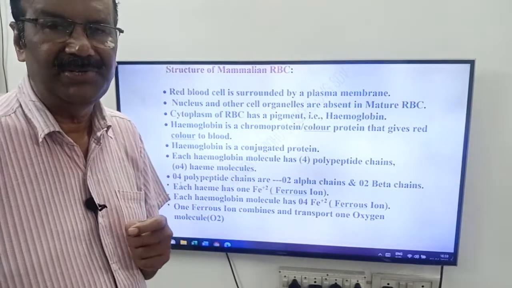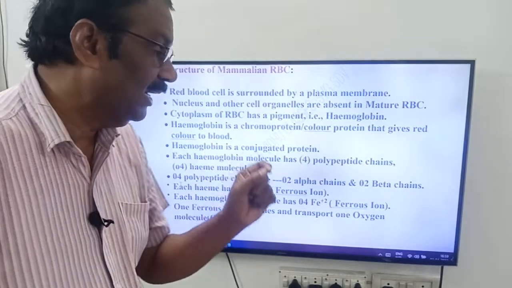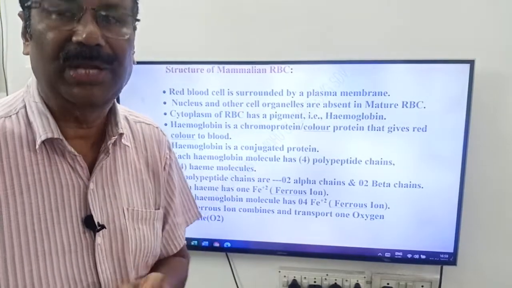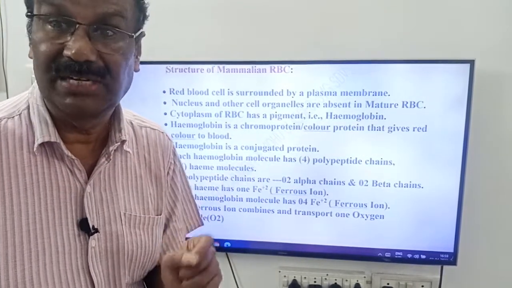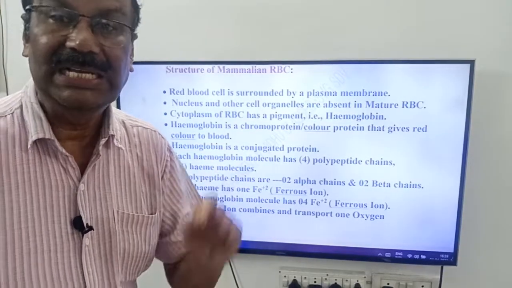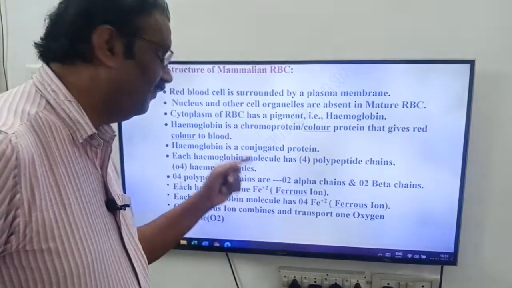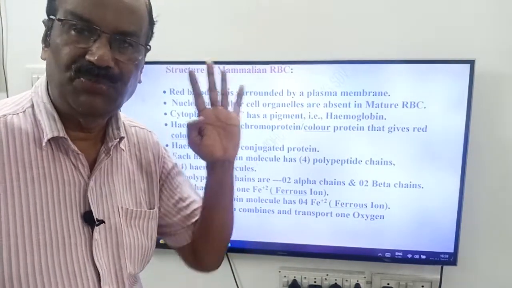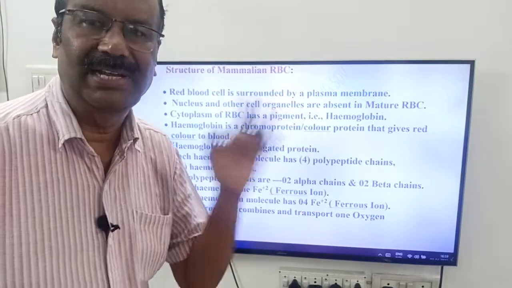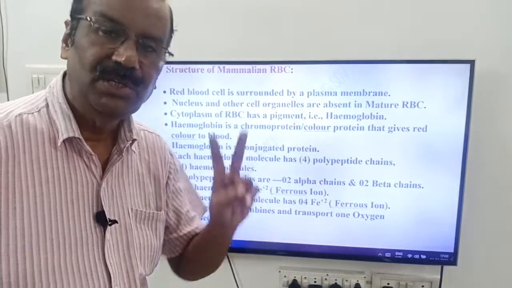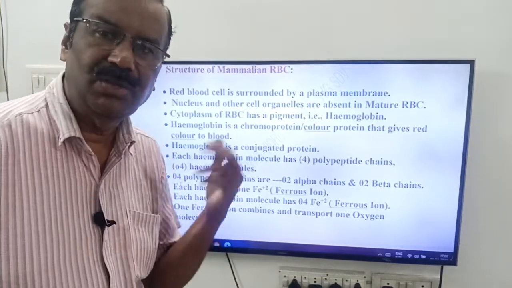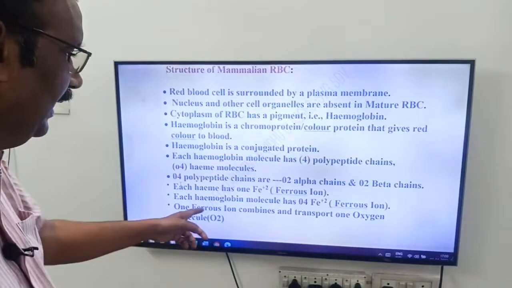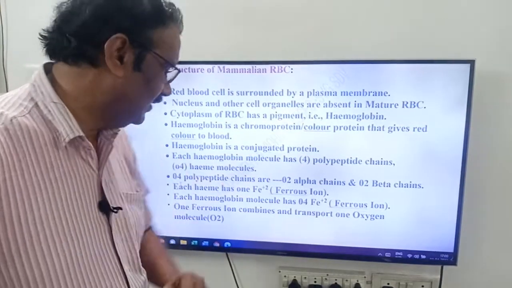Next, very important, friends. Each heme has one ferrous ion, Fe+2 ion. Need, friends, not Fe+3, not ferric. Each heme has one ferrous ion, means total hemoglobin has 4 ferrous ions, Fe+2 ions. It has 4 polypeptide chains, 4 ferrous ions. What are those 4 polypeptide chains? 2 alpha chains and 2 beta chains. What are those 4 ferrous ions? Fe+2 ions.